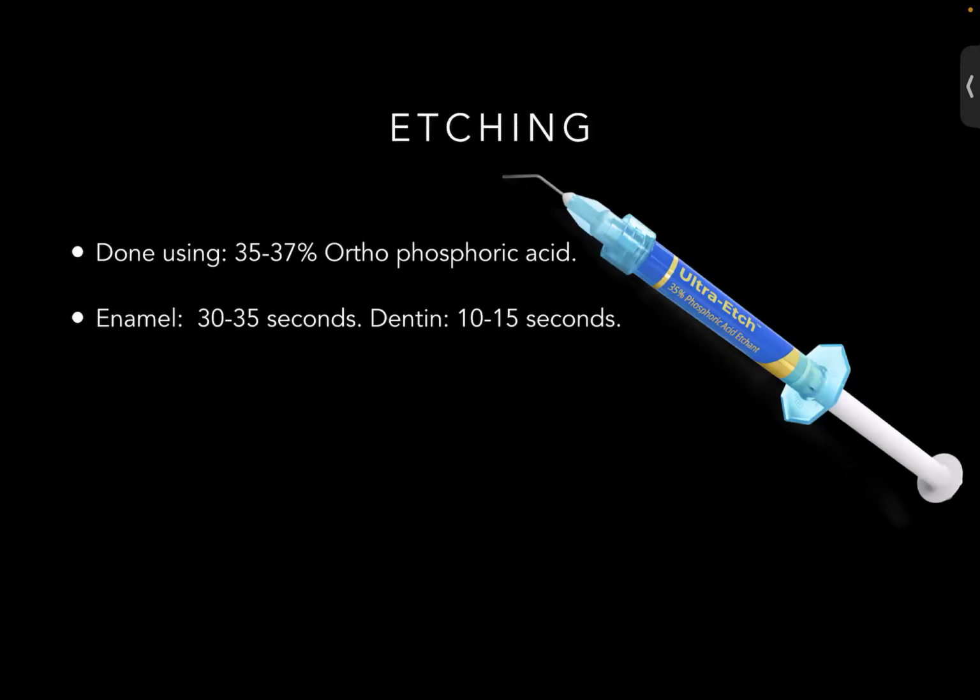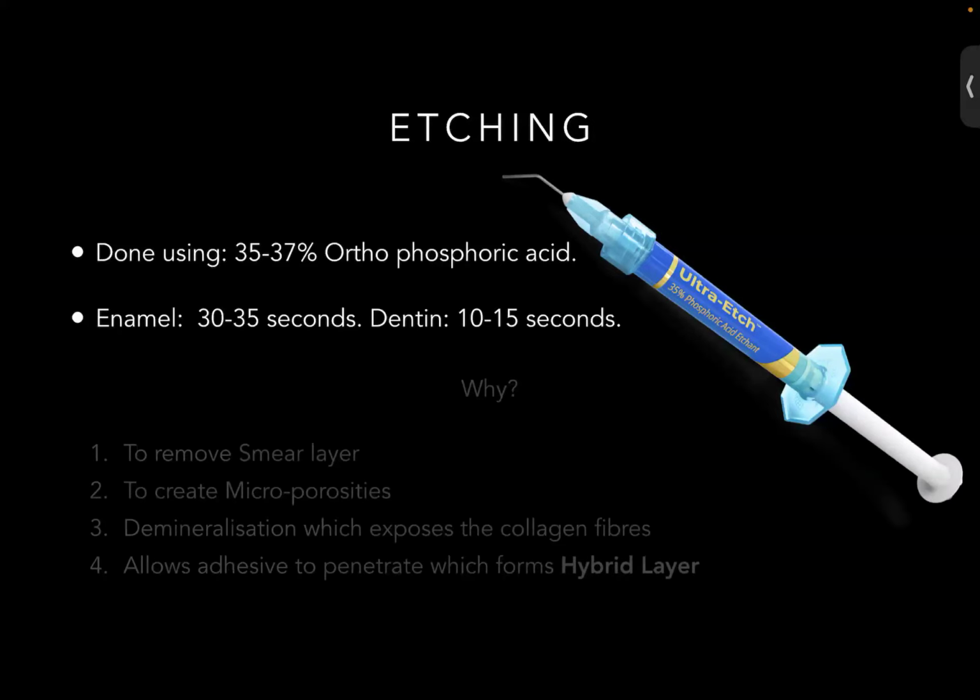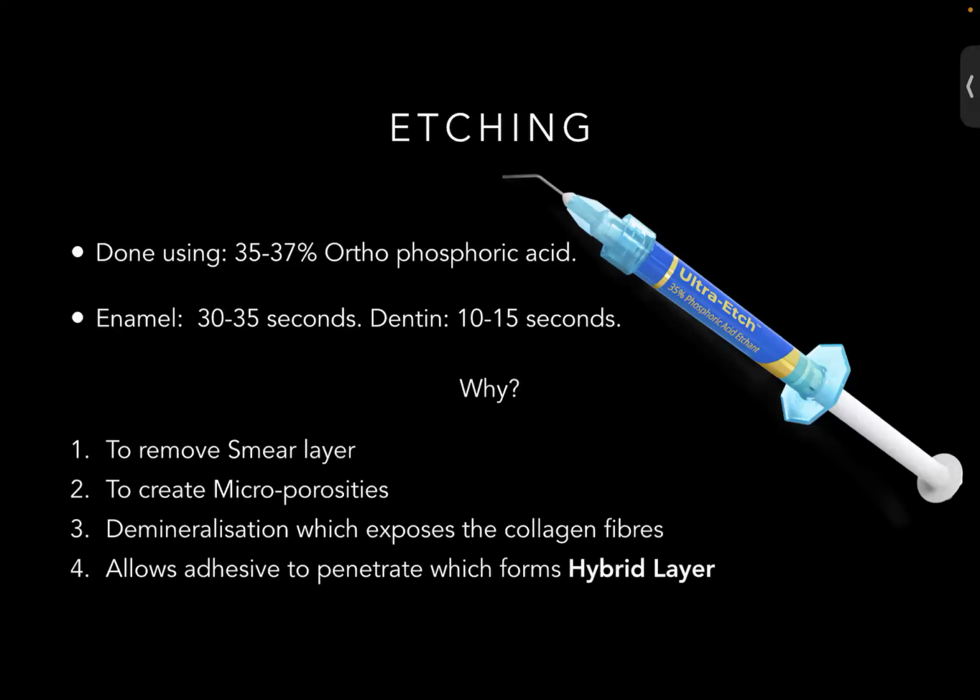doing it. Okay, etching is done with 35 to 37% orthophosphoric acid, OPA, is the other name. Now for enamel, it is 30 to 35 seconds, and for dentine, it is only 10 to 15 seconds. Okay, because dentine is very sensitive. If you etch it for greater duration, then it is just going to give intraoperative or postoperative sensitivity, and that is something which we don't want.